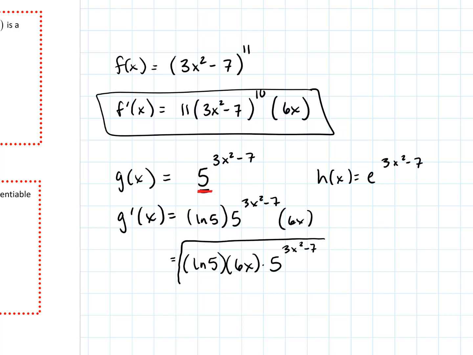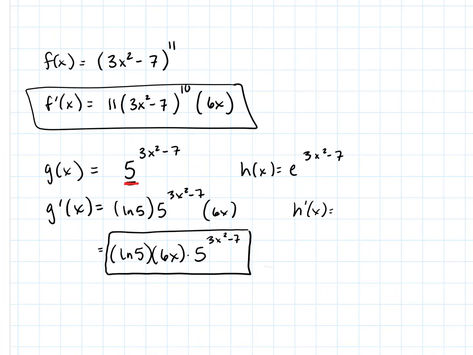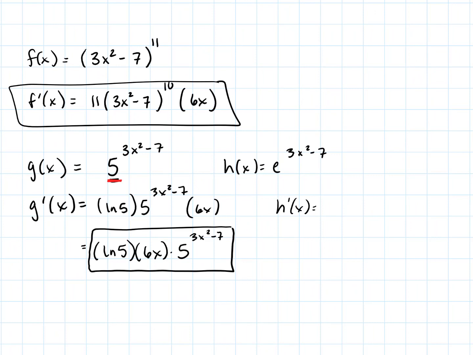Okay? And when I say simplify, it would have to actually be an approximation. And so I don't want to approximate the natural log of 5. I want to leave it just like that. And in a similar way, h prime of x, if the natural exponential is the base, then the derivative is simply e to the 3x squared minus 7 times the derivative of that function that we composed into that exponential, which is just 6x.